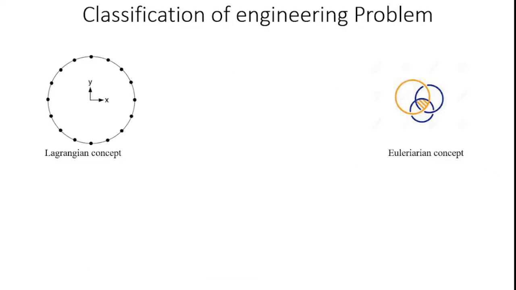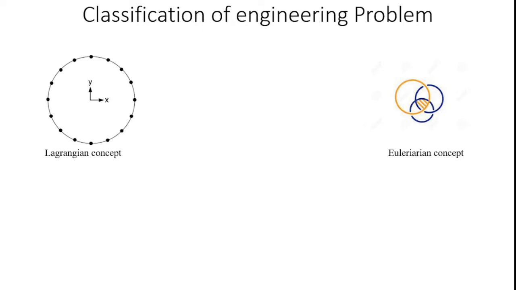Generally, engineering problems are classified into two types: the structural problem or the fluidics problem. In the fluidics problem, thermal fluid mechanics concepts are available. In the structural problem, machine building, structural building, and all such problems are available. These problems can be solved by two methods, which are the Lagrangian concept and the Eulerian concept.